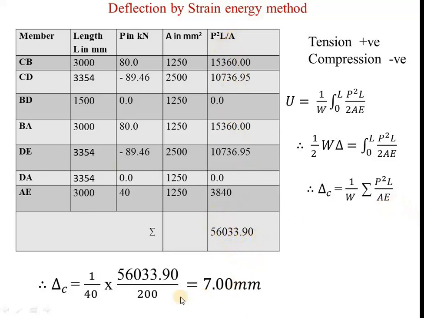But E is common, so directly I will put it here. Therefore delta C equals 1 by W, where the given load is 40 kilonewton at C, times sigma P square L by A divided by E. Because we have taken areas in mm square, E is in kilonewton per mm square. Directly you will get 7 mm as the answer for the deflection at C for the given truss.